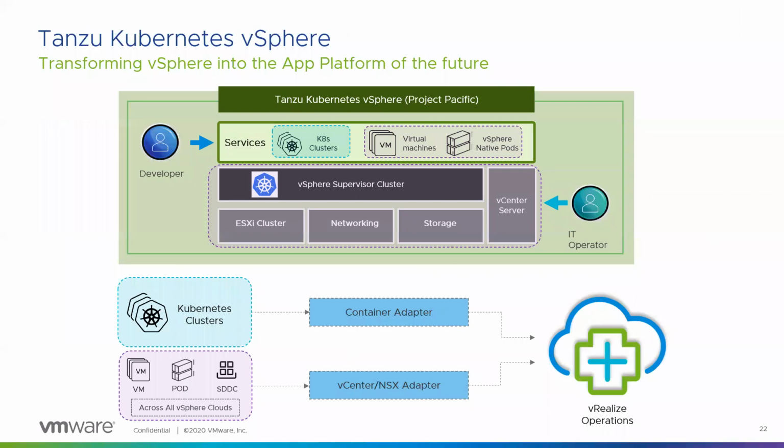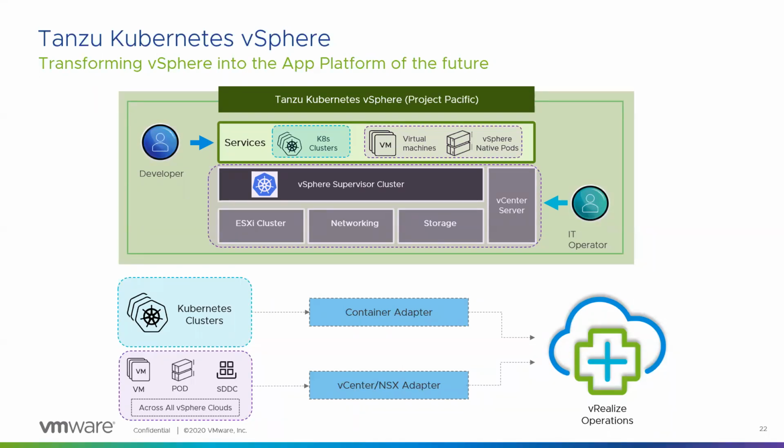Coming to the Tanzu, which I spoke about, where the whole vSphere 7.0, the Tanzu Kubernetes vSphere, which was internally known as Project Pacific, we have integrated with that from day zero. What it does, in a nutshell, is it provides the developers the ability to deploy guest Kubernetes clusters.